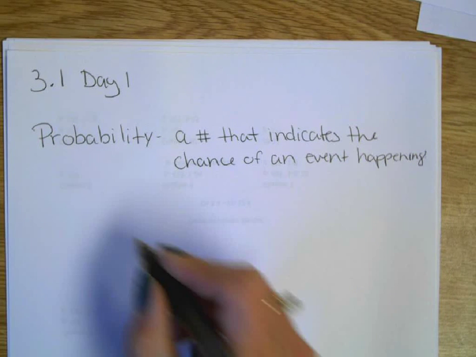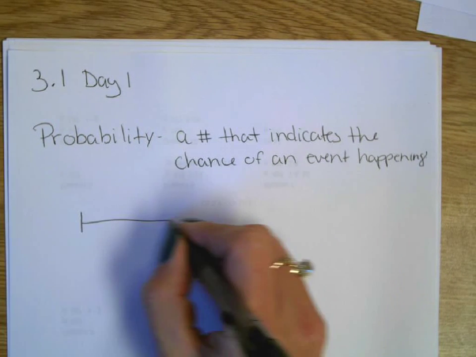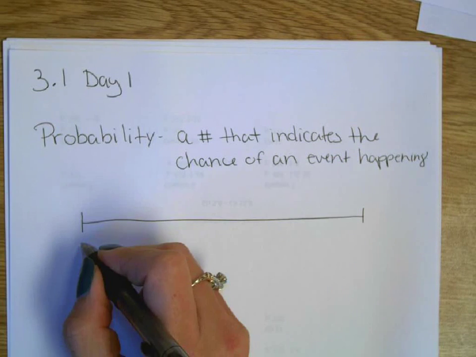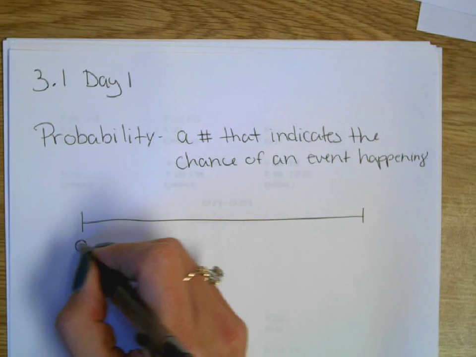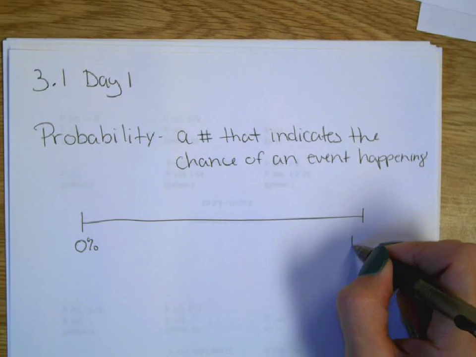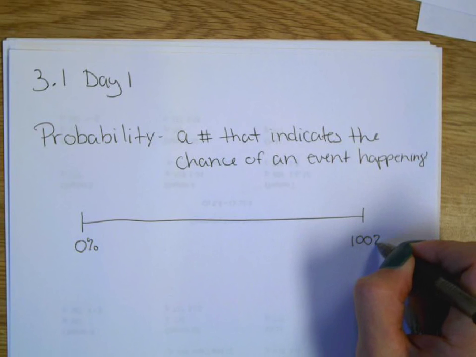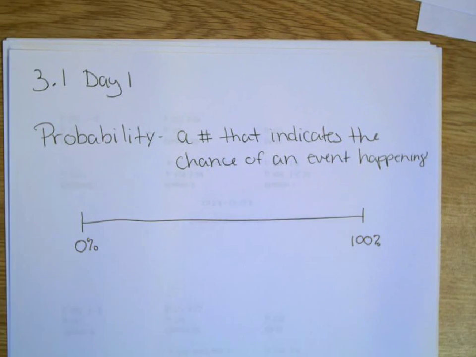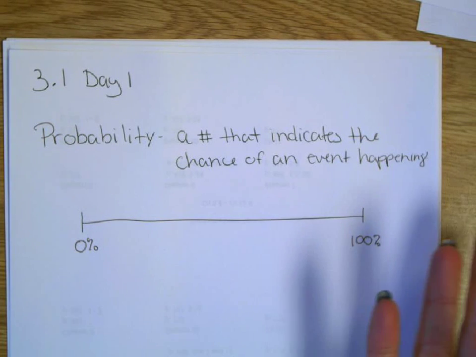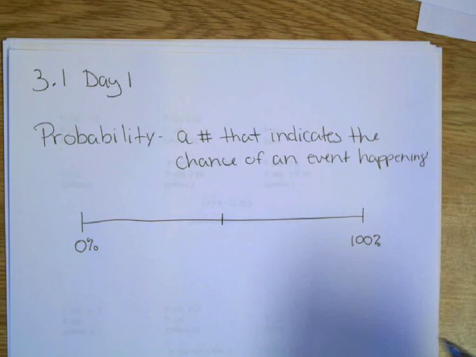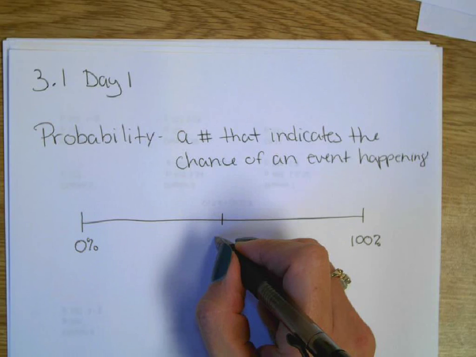And if you remember our probability scale, it goes from 0% chance of something happening all the way to 100% chance of something happening. So nothing below 0%, nothing above 100%. Okay, and remember, probabilities can be given as percent, decimals, and fractions. And then right in the middle, equal chance of happening or not happening, we got 50%.